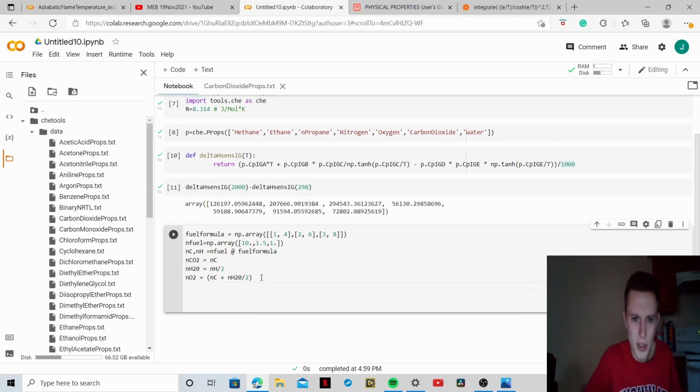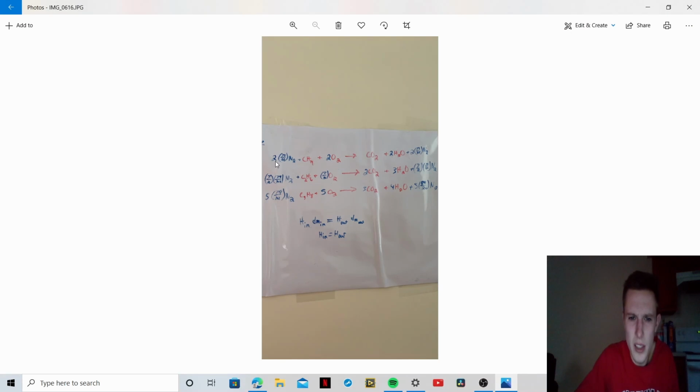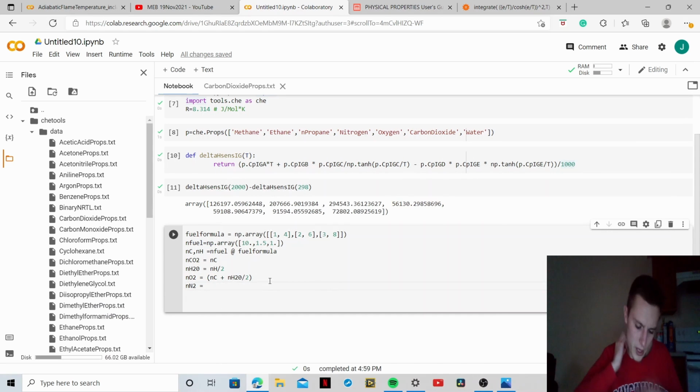And then lastly, let's say we want to find the number of moles of nitrogen. So the number of moles of N2, now we know from our equation, is equal to 79 divided by 21 times the number of moles of oxygen, since each one of these is dependent on the oxygen in that particular equation. So we can write that as 79 divided by 21 multiplied by the number of moles of O2. Put that in parentheses real quick.